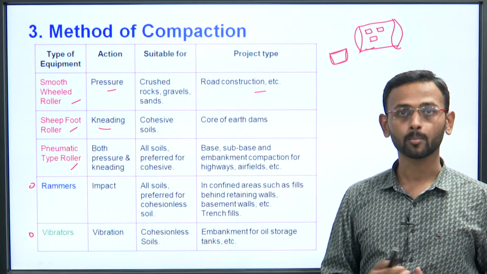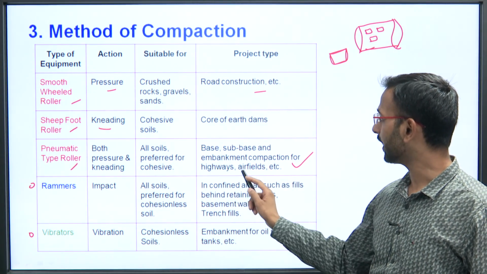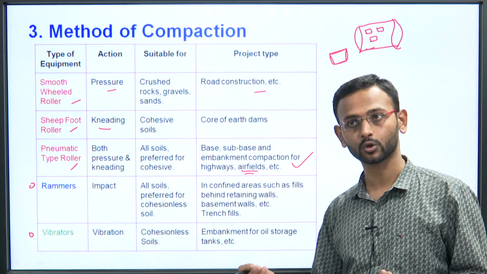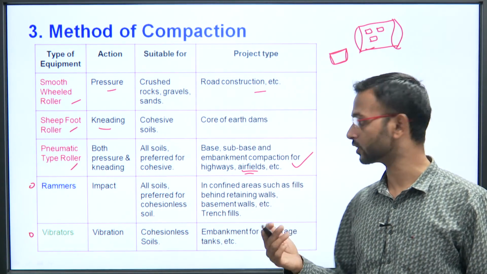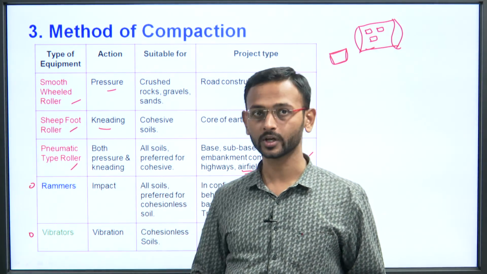They are used for base, sub-base and embankment compaction for highways and also airfields. So, where a large amount of compactive energy is required, where a lot of compaction is required, like in airfields, at that point also the pneumatic type roller is used.